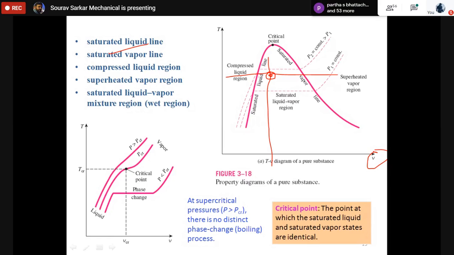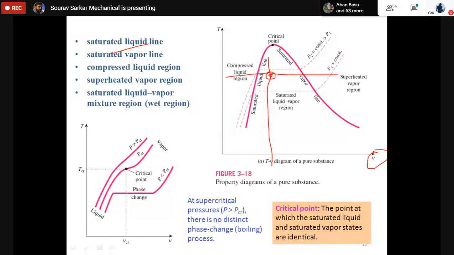But suppose I told you that I have 80 degree water. If I told you that I have 80 degree water, what is its state? If someone called me and told me that, it can't be specified. We have to know two parameters.